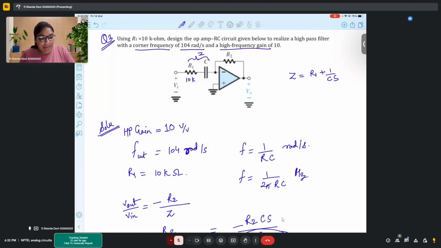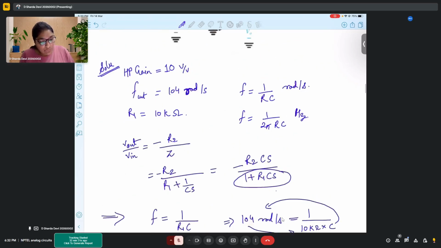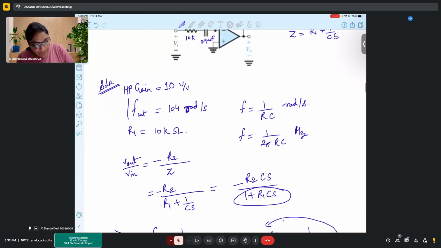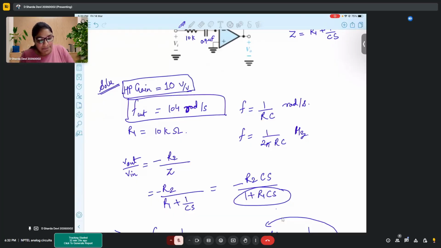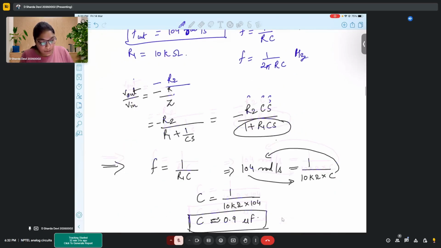So we have already found the value of the capacitor. It is coming across 0.9 microfarads. Right? Now we are left with another component, that is R2. We have to find the value of R2. What are the things that we know? We have used the cutoff frequency. Now we are left with the high pass gain value, right? So high pass gain, it is given that 10 volt by volt.